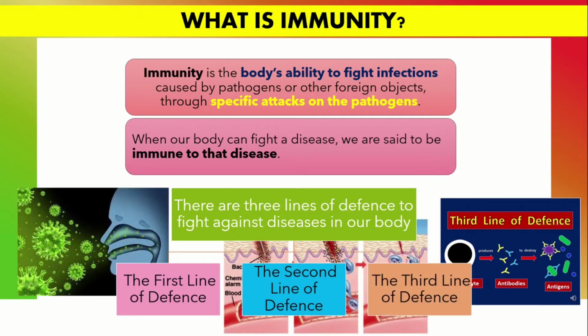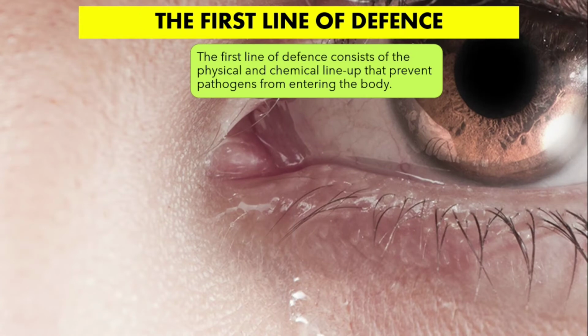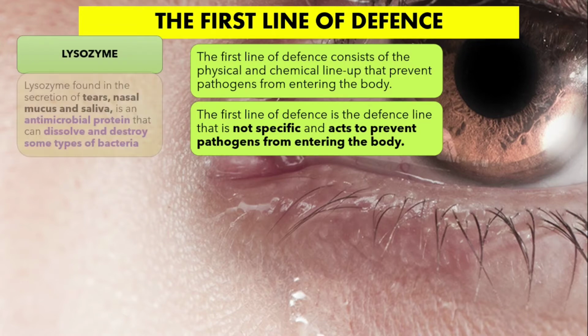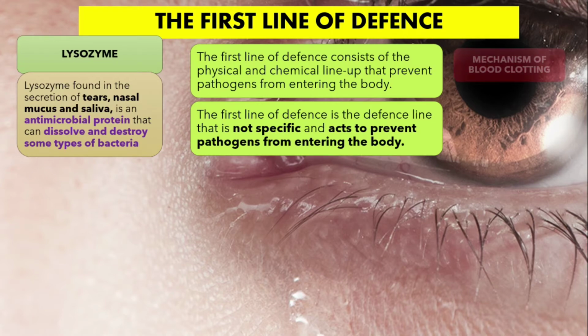The first line of defense consists of physical and chemical barriers that line up to prevent the pathogen from entering our body. The first line of body defense is not specific. The first one is the lysozyme. Lysozyme is an enzyme that we can find in tears, nasal mucus or saliva. Lysozyme is an antimicrobial protein that can dissolve and destroy some types of bacteria.